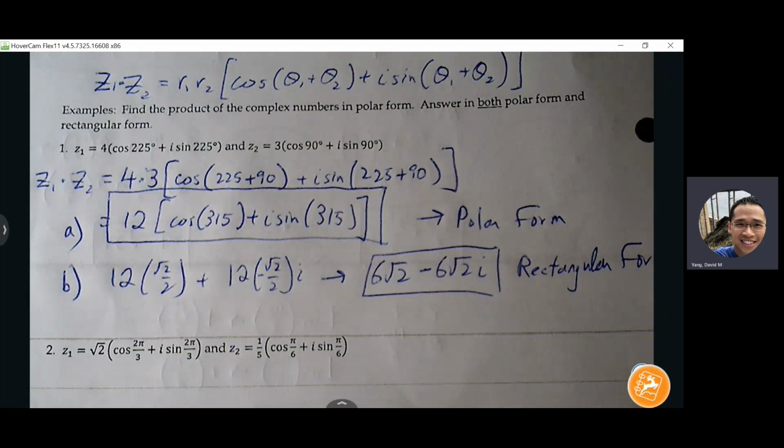So once you get your answers, know that there's 2 forms, right? They both are the same answers. There's just different form, right? Your polar form has r and theta. Your rectangular form has horizontal and vertical, x and y component. Any questions?